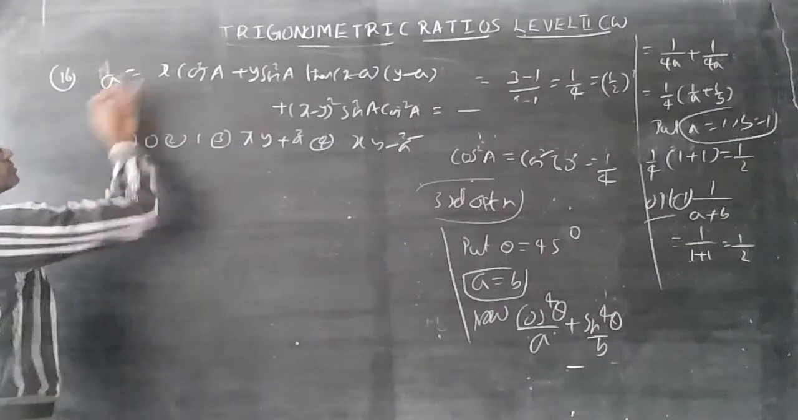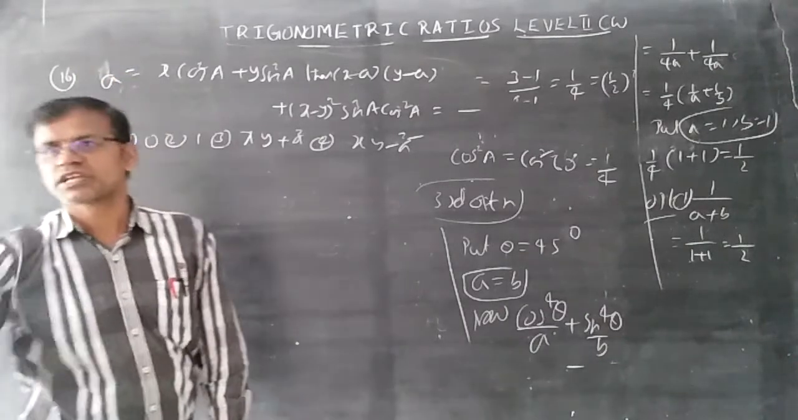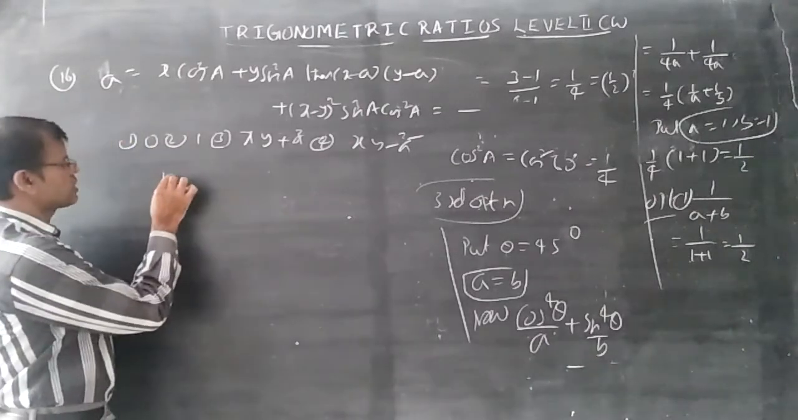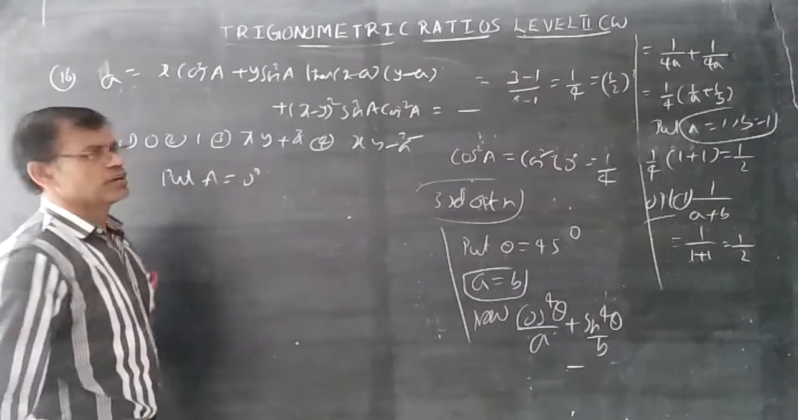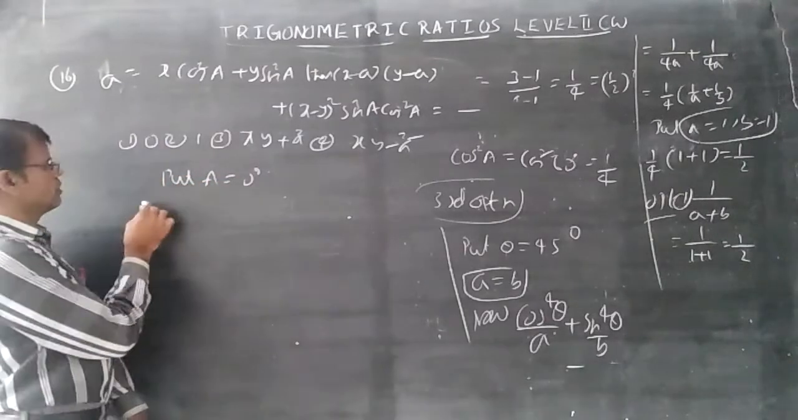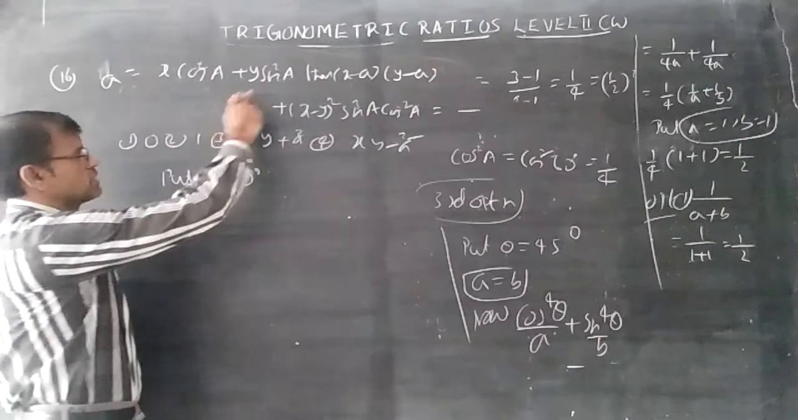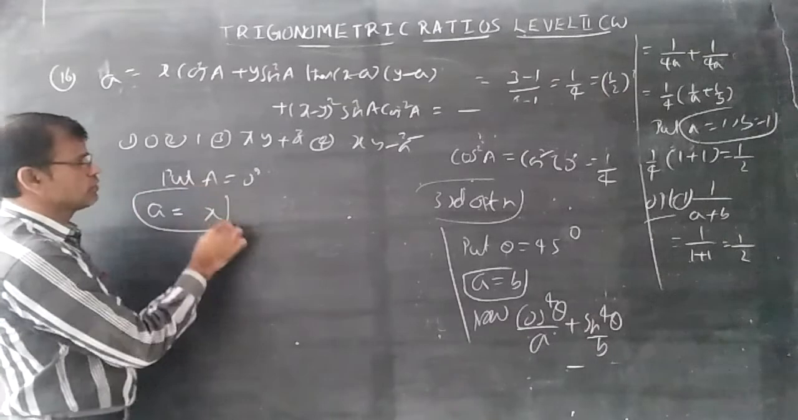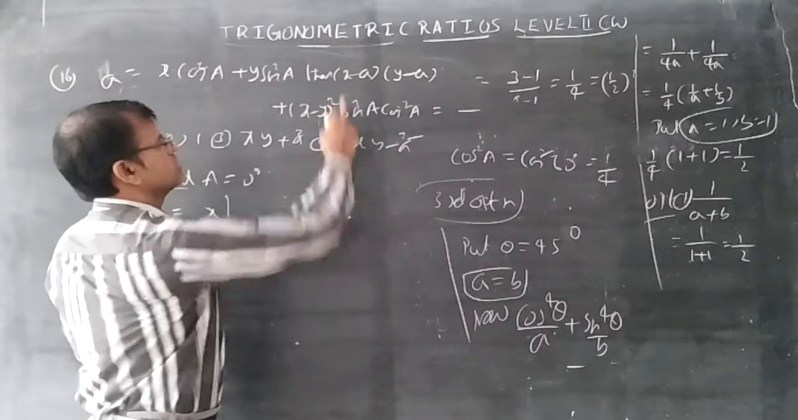Whenever such questions are there, with cos and sin and no denominator, simply put the shortcut, a is equal to 0. Or 90 also. A is equal to 0: cos 0 becomes 1, sin 0 value is 0, so no need to write. So a is equal to x. Simply substitute here, a is equal to x.